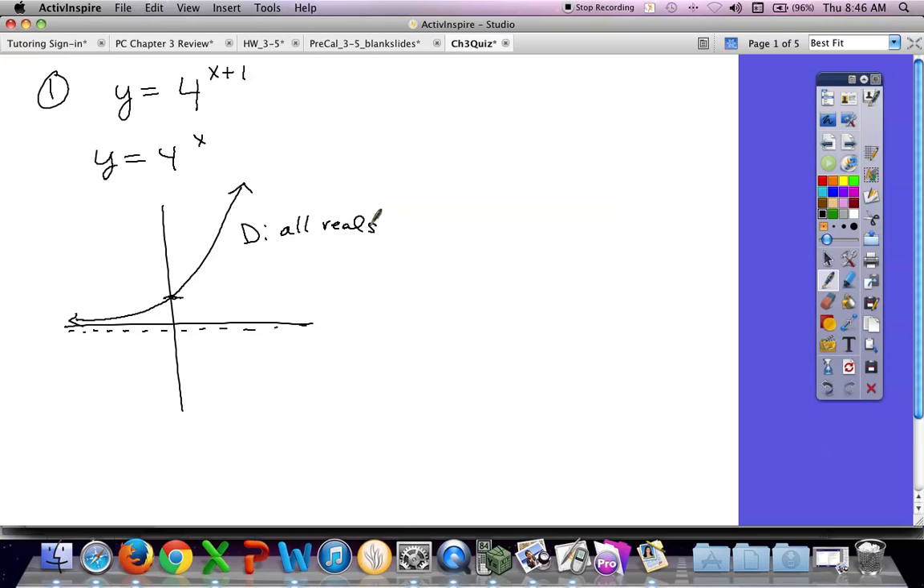The range starts above the x-axis, right? So it has to be y is greater than 0, not greater than or equal to, right? It never touches the x-axis. So this one has a range of y greater than 0, right?